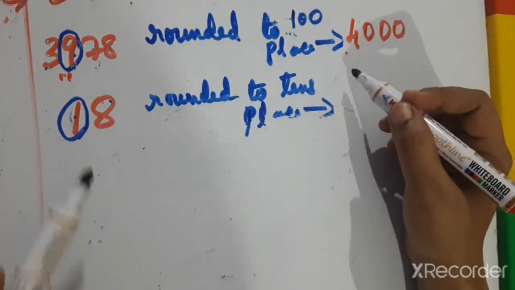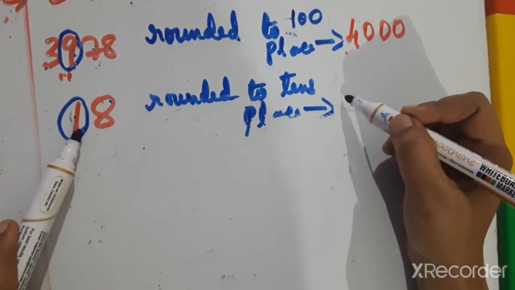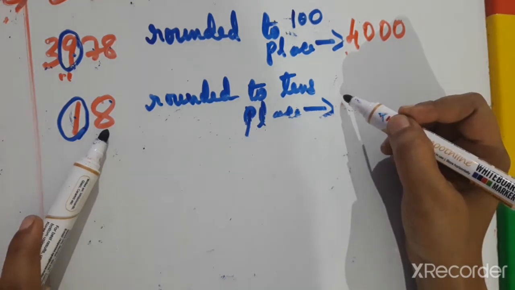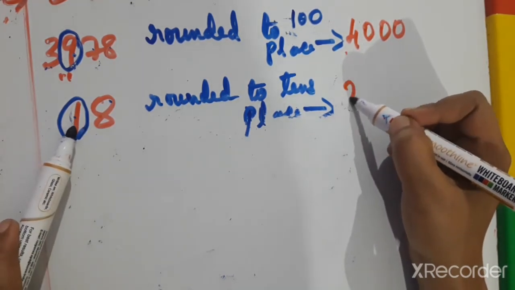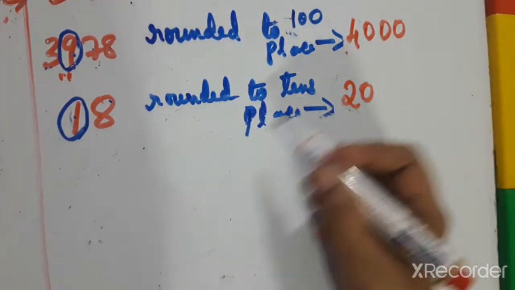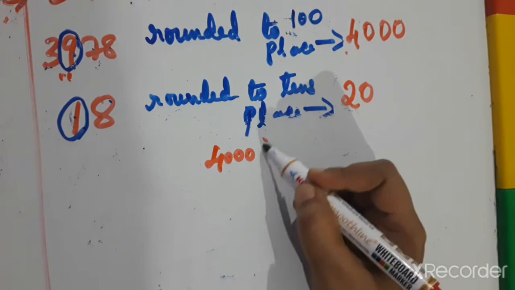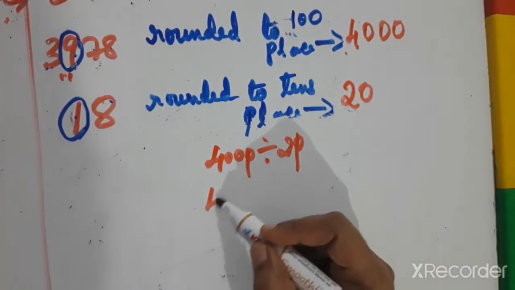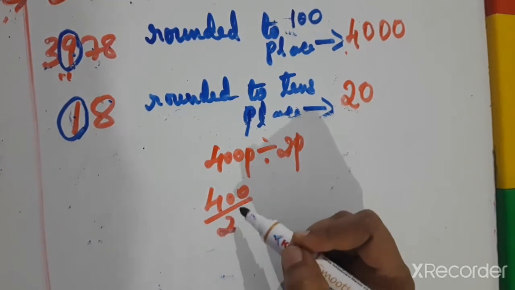Then next, 18 we have to round off. For 18 we have to check the next number. The next number is 5 or greater than 5. So here greater than 5 means 1 is added here. 1 becomes 2, and once the door is knocked, that person becomes poor. Now 4000 divided by 20. 0, 0 cancel. So 400 by 2.